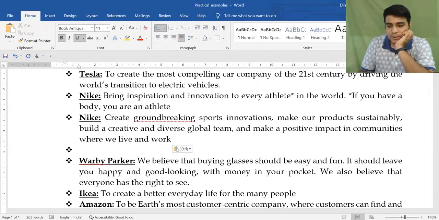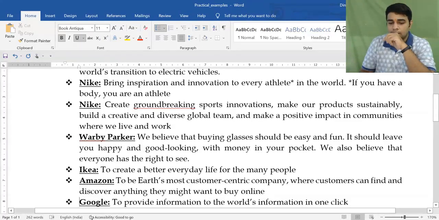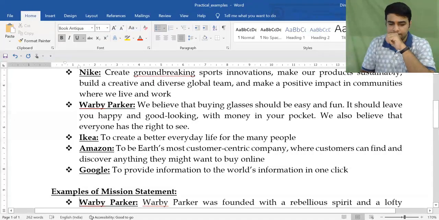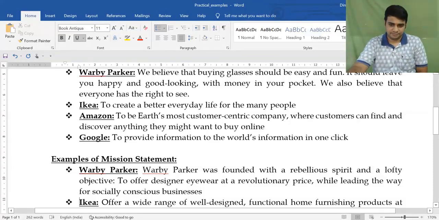Bring inspiration and innovation to every athlete in the world. If you have a body, you are an athlete. Nike, then their mission statement. Warby Parker is an optical company. Yeah, so you quickly read them.